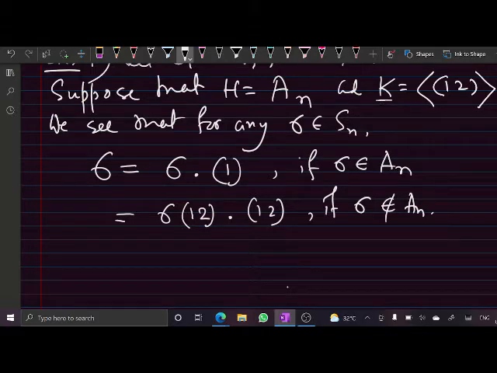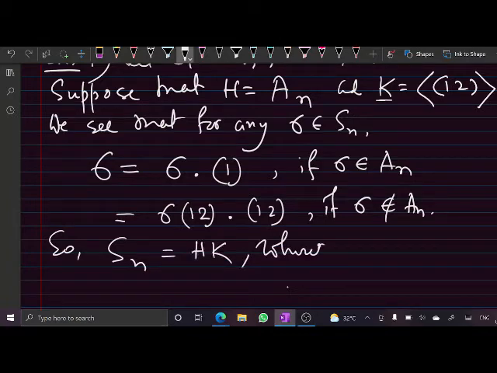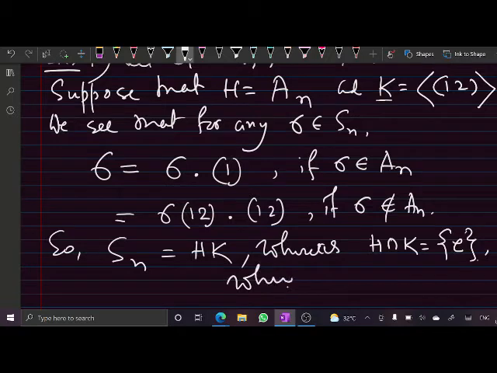So this says that your Sn is actually HK, whereas the subgroups that you have considered will have only one common element, which is the identity permutation E. Okay.